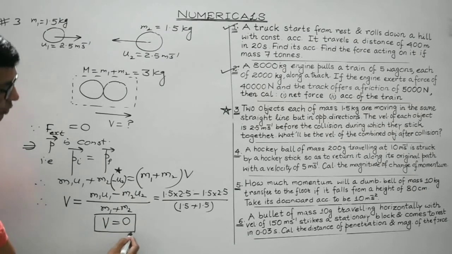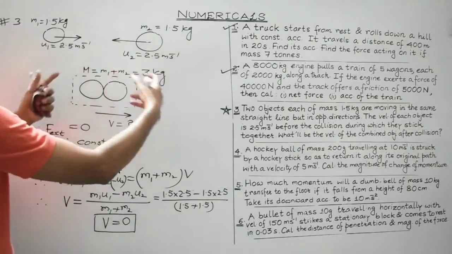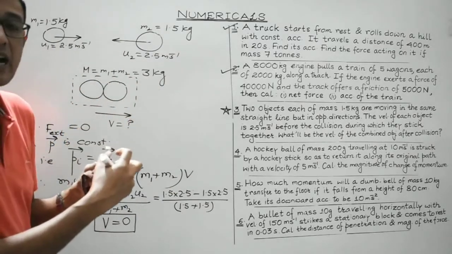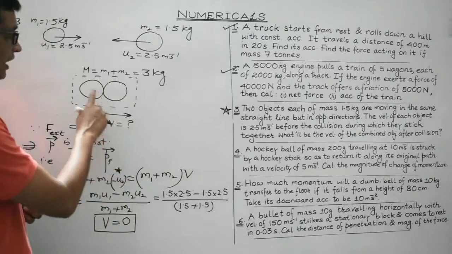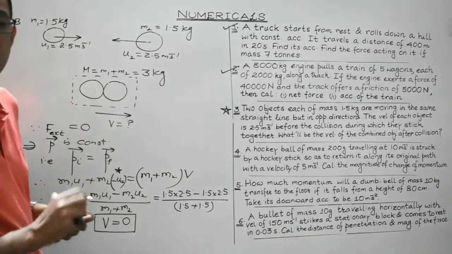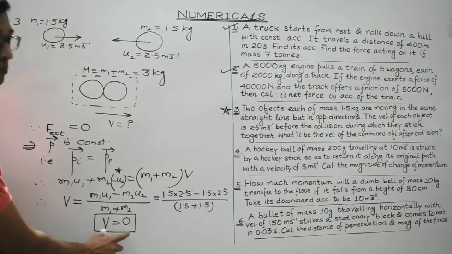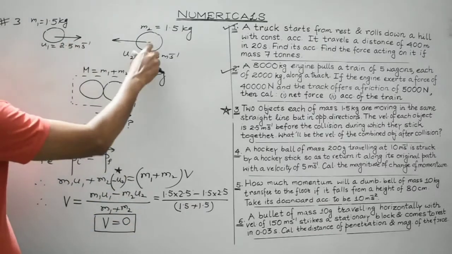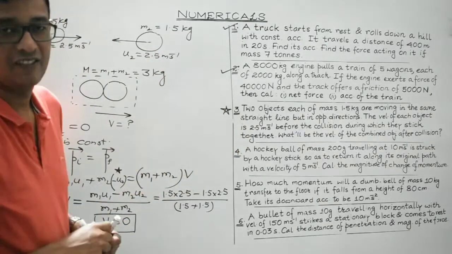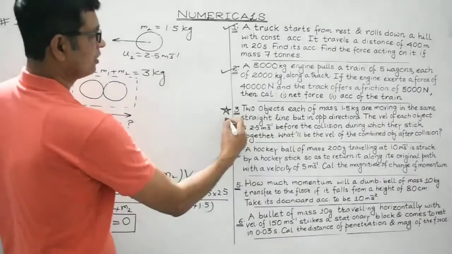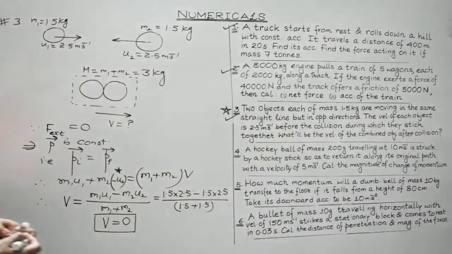So what do you conclude from this? After collision, the two bodies will stick together and they will come to rest. The final velocity of the combined mass will be 0. That is what we have proved: after collision, the two bodies not only stick together, but they come to rest. Right? So this was a good question. We are done with question number 3 as well.